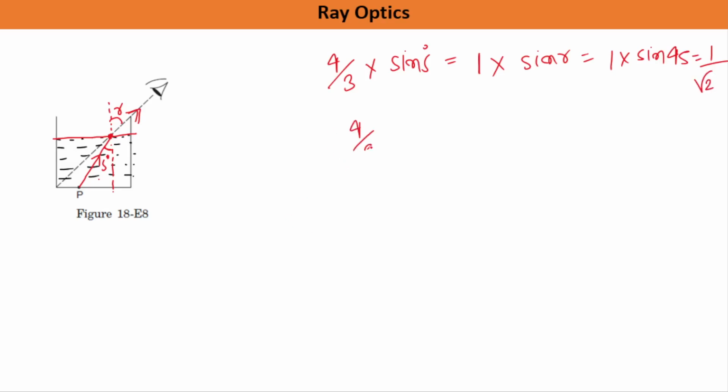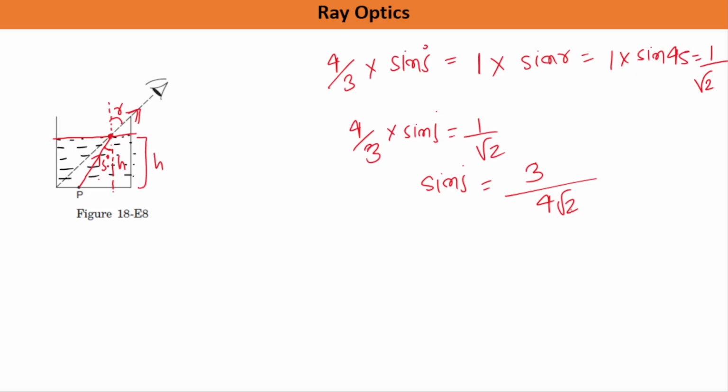ठीक है. Now this is 4 by 3 into sine I is equal to 1 by root 2. So sine I will be equal to how much? This is 3 by 4 root 2. अब आप देखो यहाँ से we have to calculate h. This is h, right? How we can calculate h? So this is theta, that is 45 degree. Let us say this normal strikes the bottom surface at a certain point such that this distance is x. If this is x and this is how much already? This is 10. So we can calculate tan of theta, we can calculate tan of I, and we can somehow try calculating h.